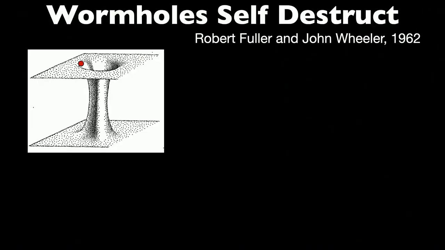Now, John Wheeler was very enthusiastic about wormholes in the 1950s and early 1960s, and very unenthusiastic about black holes. And he flipped around about 1962, which is when I went to work with him in Princeton, and became enthusiastic about black holes and lost some of his enthusiasm for wormholes. Now, why lose enthusiasm for wormholes?